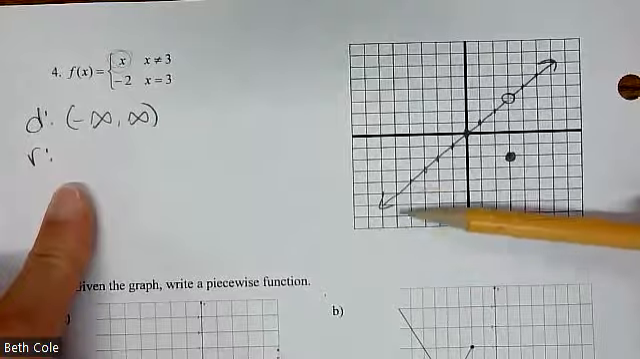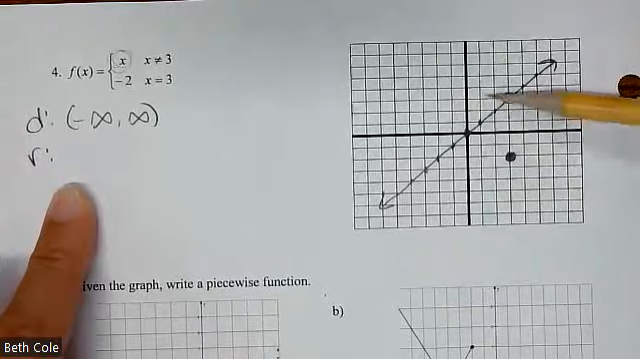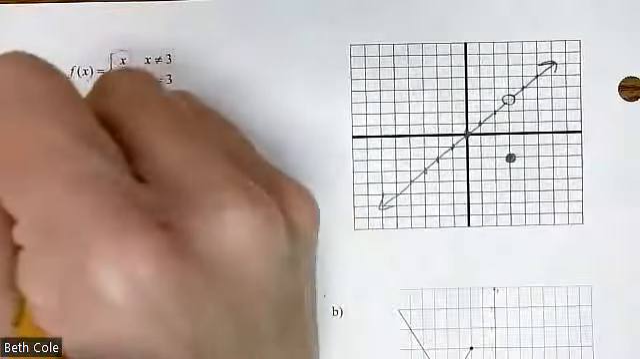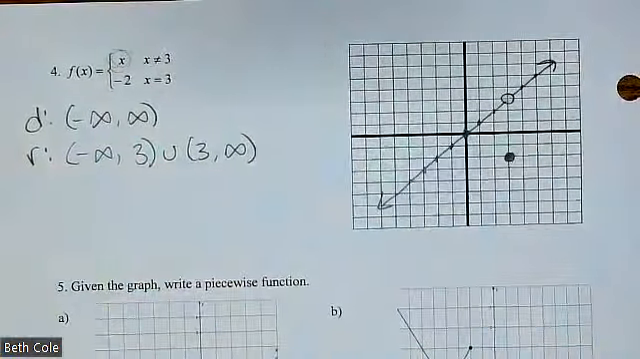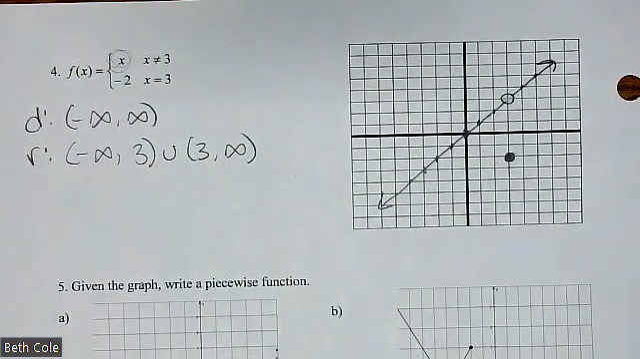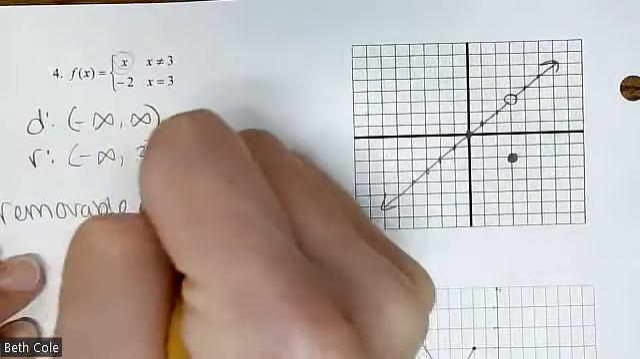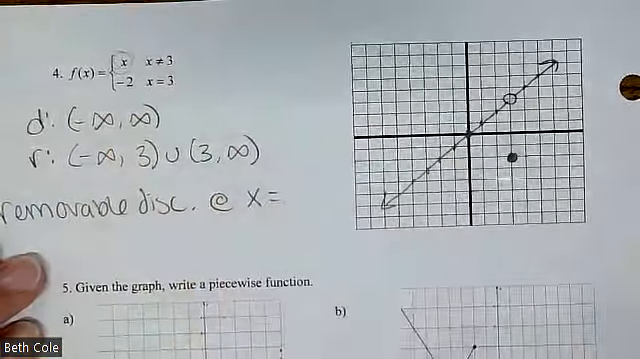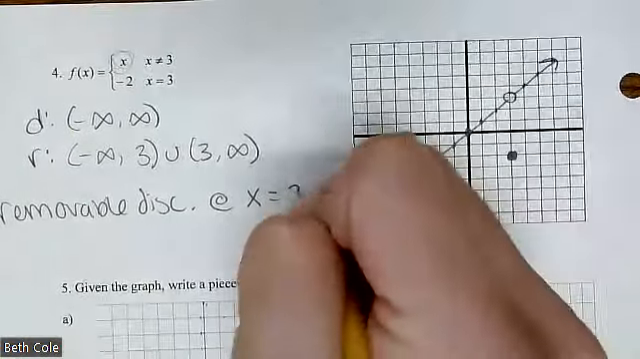Range, that's not going to be the case. So look. Scanning. Who is not invited? 3. There's not a point somewhere else to make up for it. So 3 is not invited to the range party. And then the last thing we did is removable or non-removable. Removable discontinuity at x equals 3.